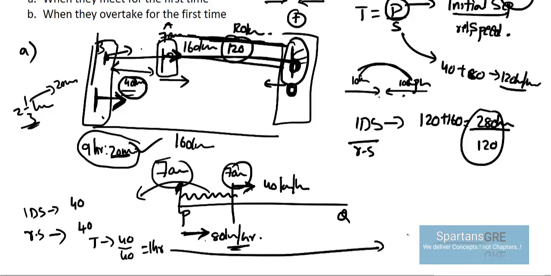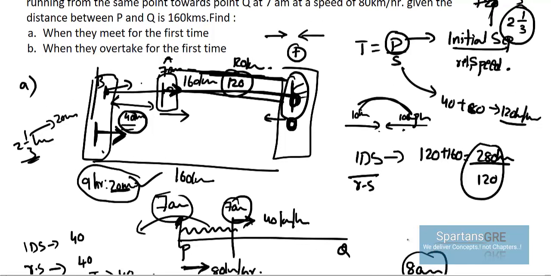So the overtaking time is 8 a.m. So you got both the answers, right? Your first answer, meeting happens at 9:20 a.m. and overtaking happens at 8 a.m. I can show you this using a diagram.